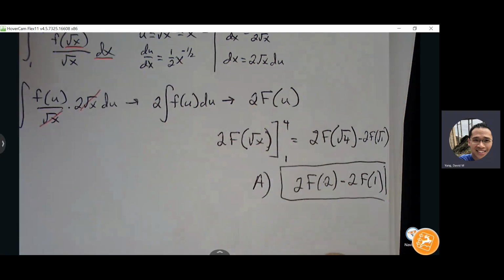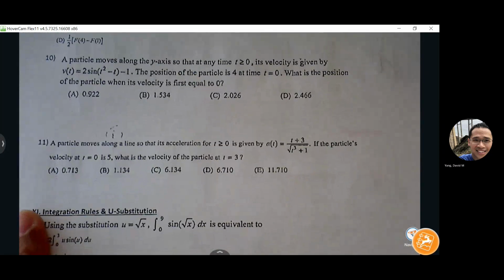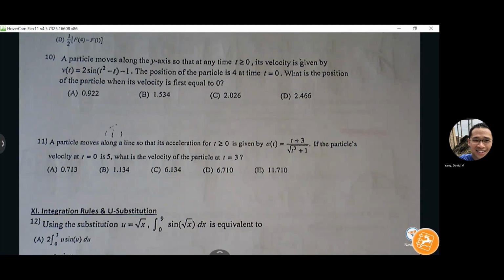Okay. Next step, number 10. A particle moves along the y-axis. So that means this particle is just moving up and down on the y-axis. Up is positive, down is negative. Its velocity is given by v of t. The position of the particle is 4 at time t equals 0. What is the position of the particle when its velocity is first equal to 0?